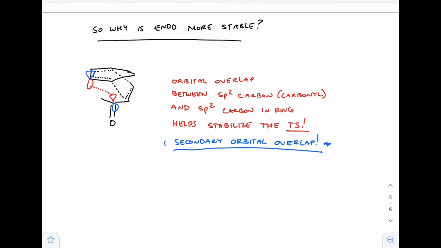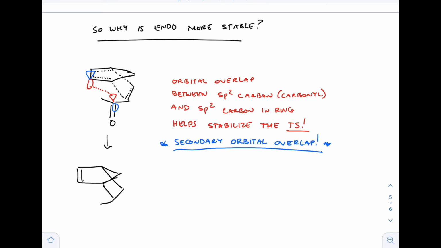So if you're asked why is the endo more stable, or the approach more desirable, that's because of secondary orbital overlap, lowering the energy of the transition state. If it's lowering the energy of the transition state, then it's going to occur faster, right? And so that's why the endo is preferred.